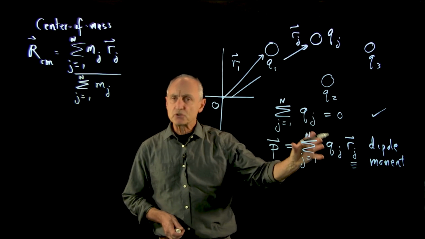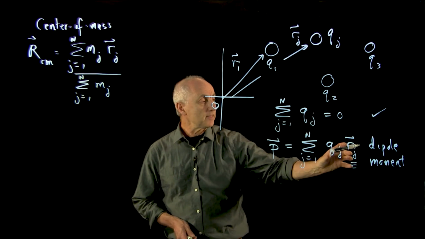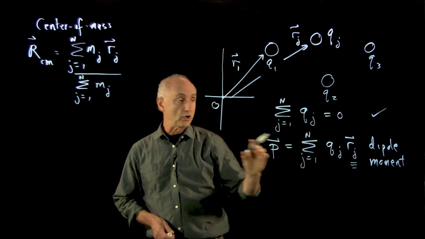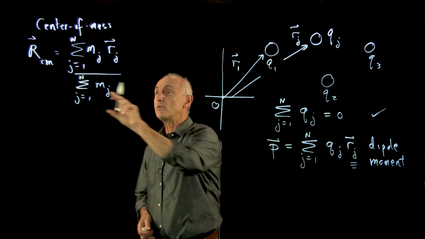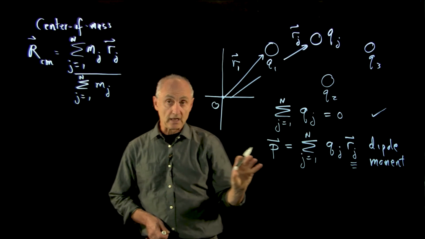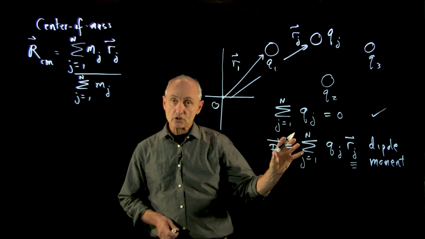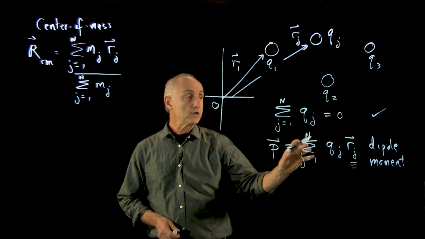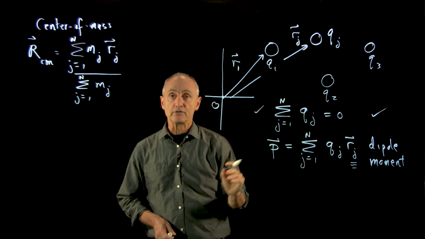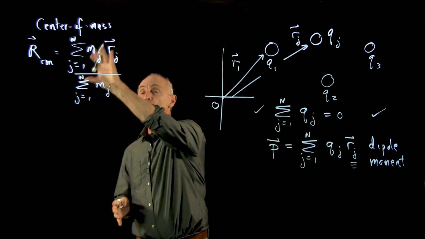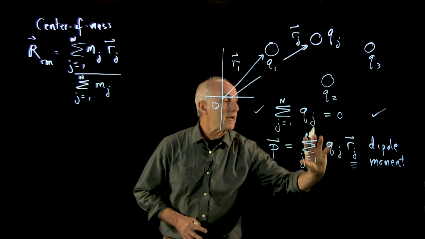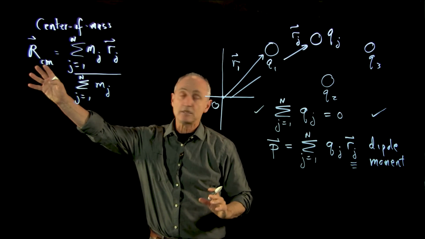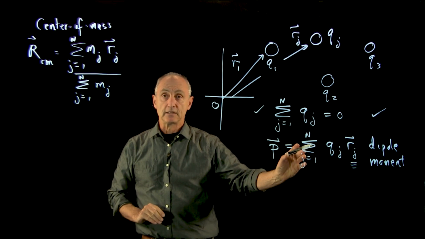Well, the dipole moment sort of looks like that. In the same way, we're weighting each charge by its position vector with respect to the origin, and it's a vector quantity. But notice that we're not dividing by the total charge. And that should make sense to you, because remember, charge can be positive or negative. The total charge of this distribution is 0, and so we would be dividing this weighted sum by 0, and that wouldn't make sense. And that's the difference between the center of mass and the dipole moment.